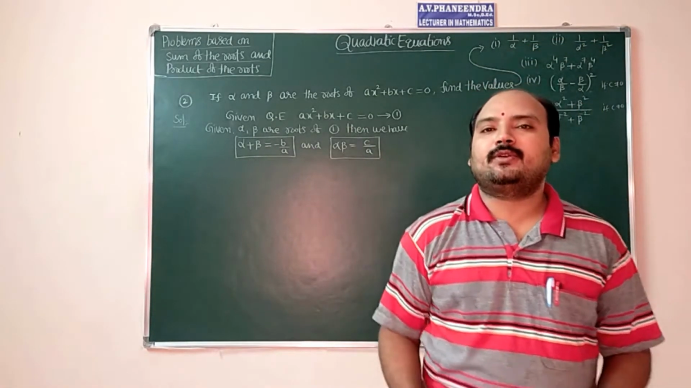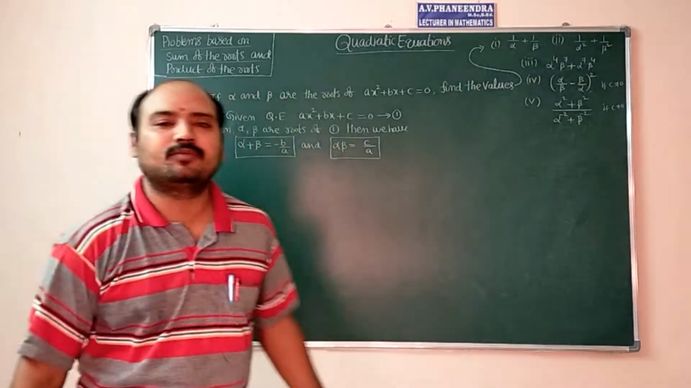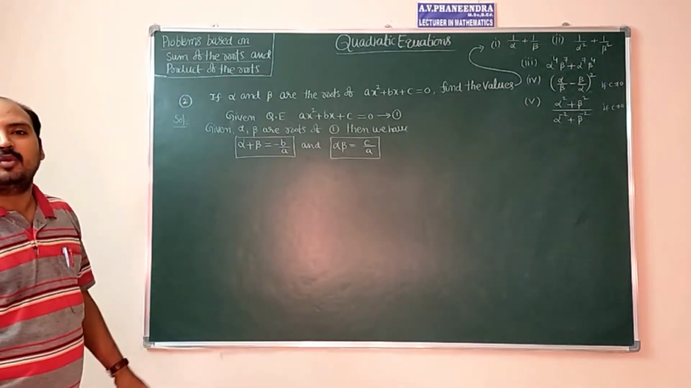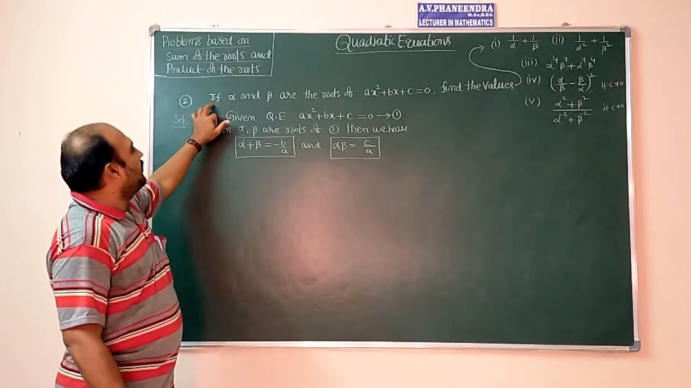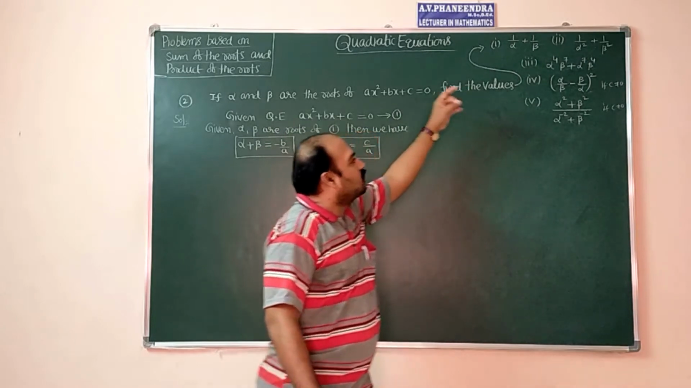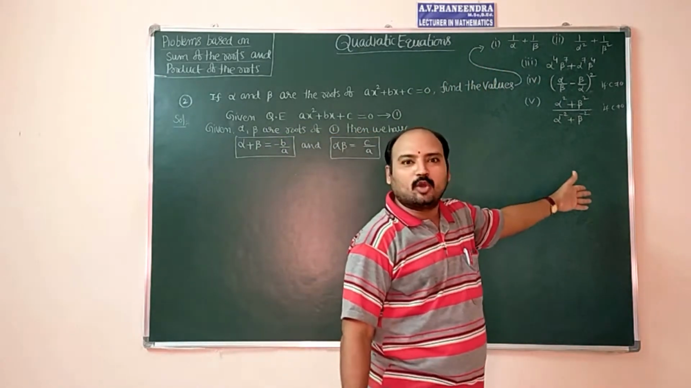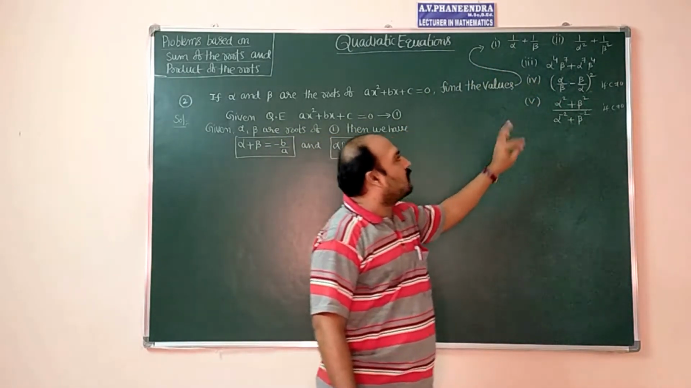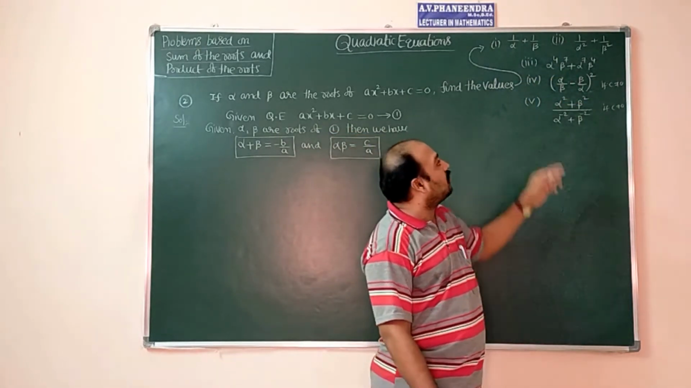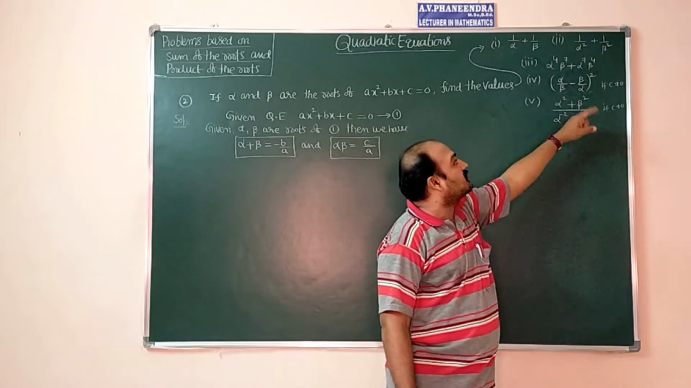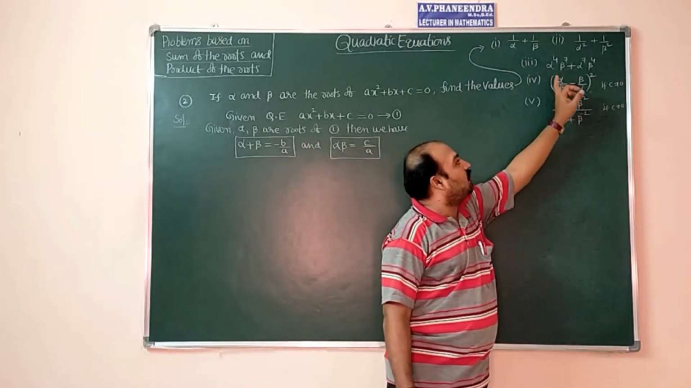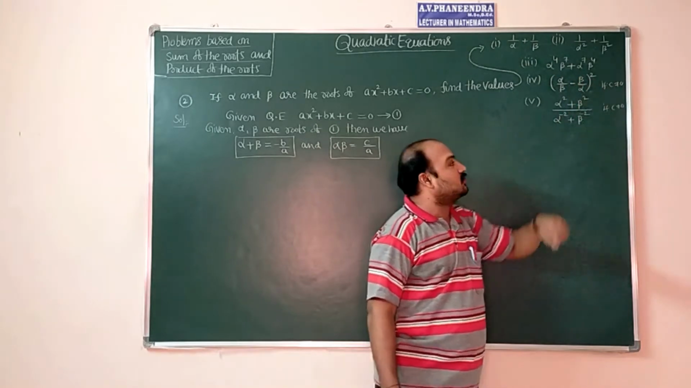The next question is also related to the problems in this video. All are related to the sum and product of the roots. Second question: if alpha and beta are the roots of ax square plus bx plus c equal to 0, find the values of these 5 questions. First, 1 by alpha plus 1 by beta. Second, 1 by alpha square plus 1 by beta square. Third, alpha power 4 beta power 7 plus alpha power 7 into beta power 4. Fourth, alpha by beta minus beta by alpha whole square.